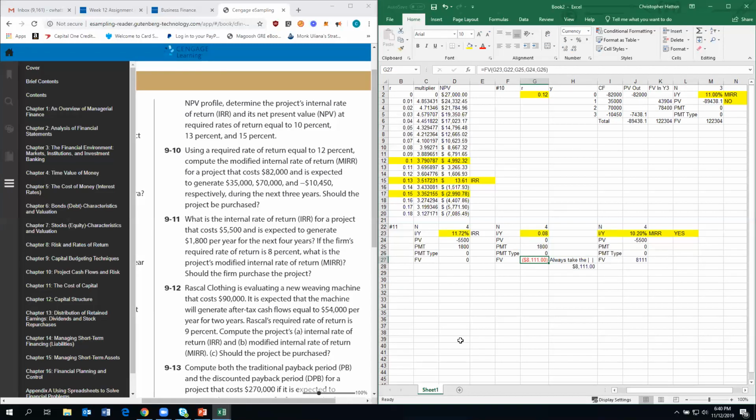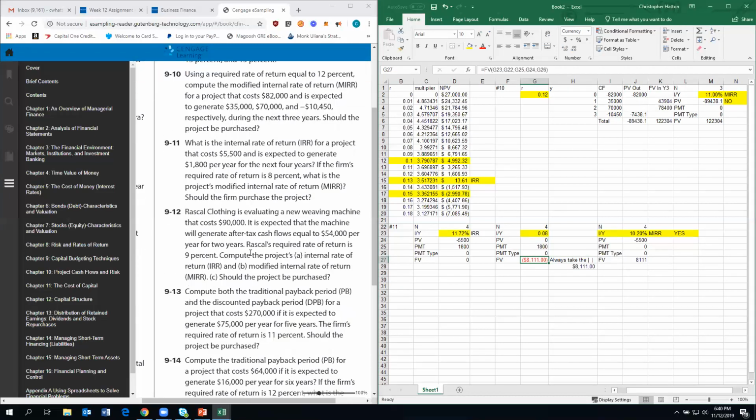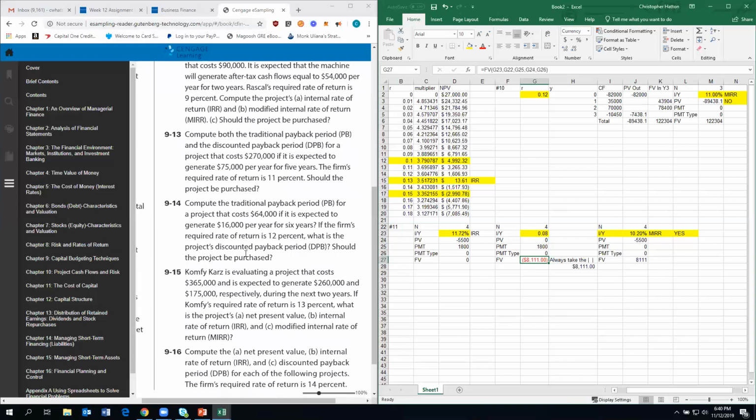All right, let's do one more and then let's call it a night. All right, so let's do number 14. Compute the traditional payback period for a project that costs $64,000 is expected to generate $16,000 per year for the next 6 years. If a firm's required rate of return is 12%, what is the project's discounted payback period? Should the project be purchased? So we need to do both. We need to do what's the regular payback and what's the discounted payback. So let's do the first one.